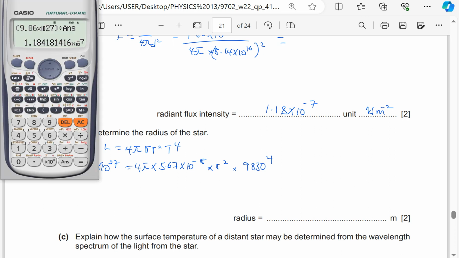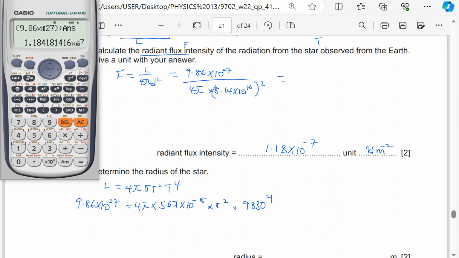So I'm just going to divide with my calculator. I'll start by dividing 9.86 exponent 27 by, let me start with the simplest, 4 pi, then divide by 5.67 exponent minus 8. I'll again divide by the temperature, 9830, changing the power to power 4. Then I'll have to find the square root.